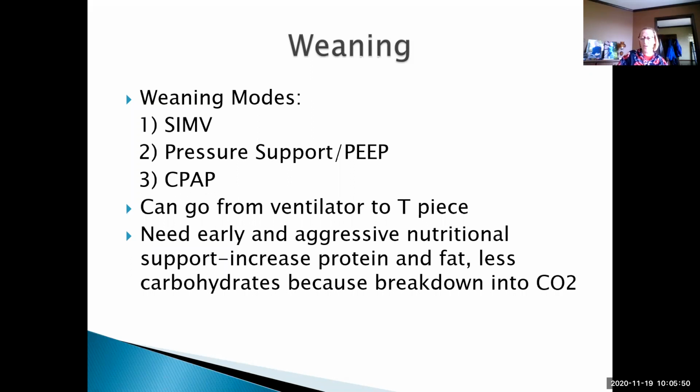They can go from the ventilator to a T-piece, just like that T-piece that you saw with the trach. You can put a T-piece on the end of an ET tube. I personally have not seen that done in years, and I think it's more like torture. Essentially like, oh, let's just take them off the vent and make them breathe through this straw for the next 30 minutes. Without any support, yeah, that would be torture to me. Need early and aggressive nutritional support, increase in protein and fat with less carbohydrates, because those carbohydrates break down into CO2.